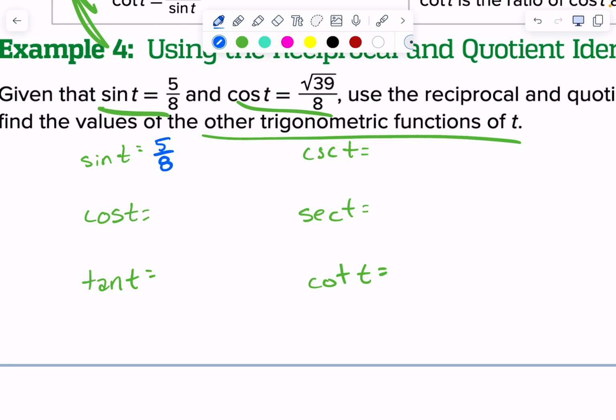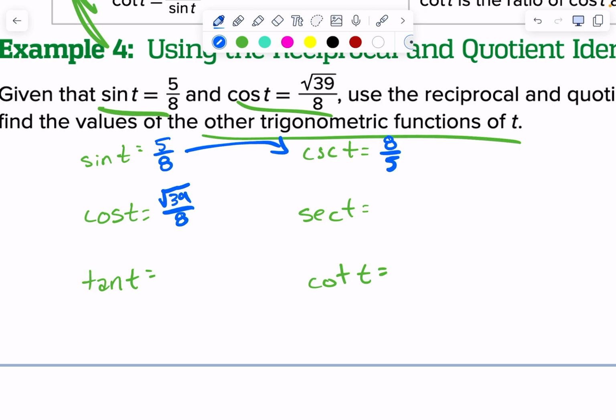Okay? All right, sine, they tell me sine is 5/8. Like I didn't make that up. They gave that to me, right? Cosine is the square root of 39 over 8. Yeah? Okay, let's do his opposite. What's the opposite of 5/8? 8/5. He's good. He is good to go.